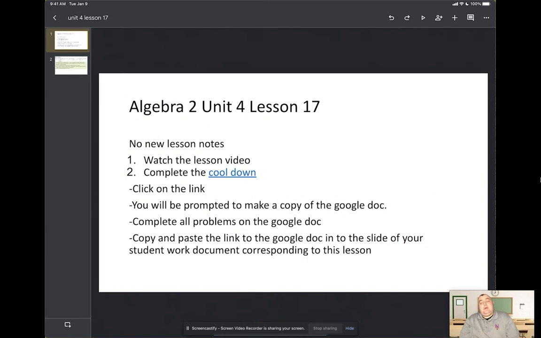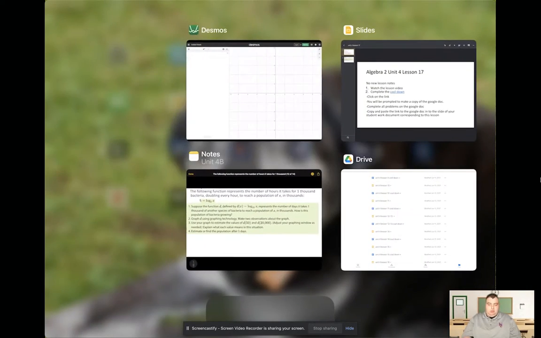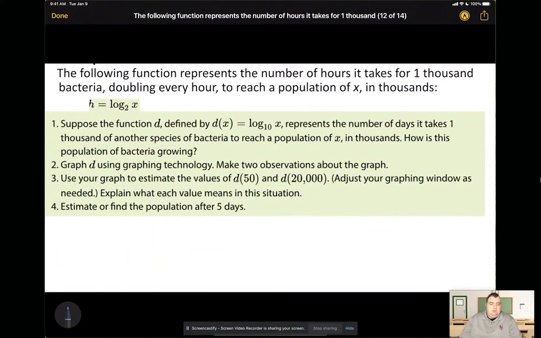Welcome back, everybody. We're up to the very last lesson of Unit 4, Lesson 17. Once again, no new lesson notes, so we'll go right into the examples.